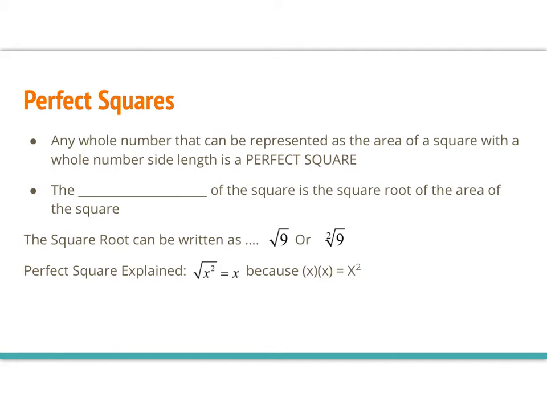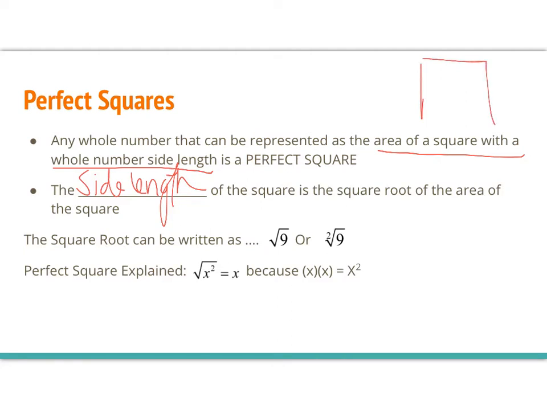Any number that can be represented as the area of a square with a whole number side length is called a perfect square. The side length of the square is the square root of the area of the square. Now, that's a lot of words. The area of a square with a whole number side length.